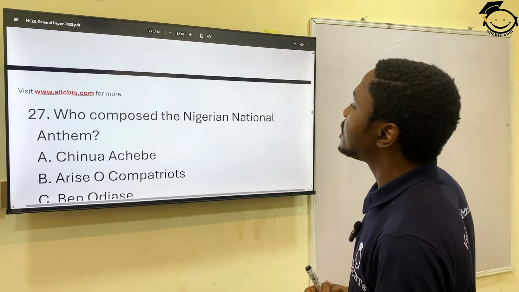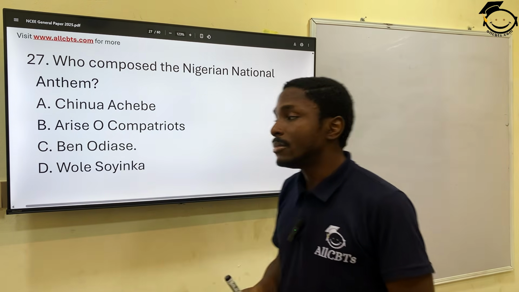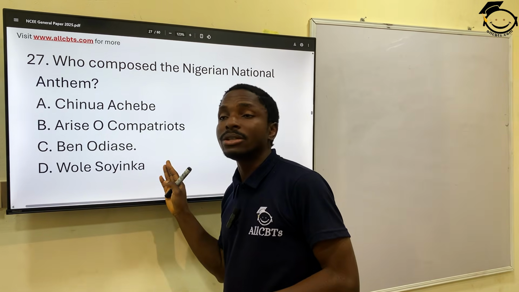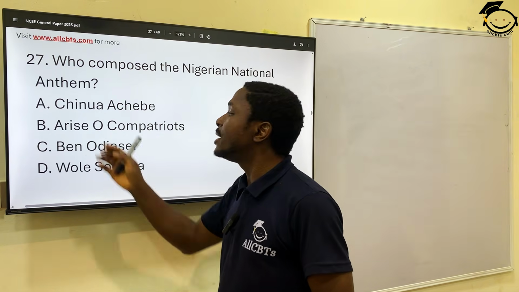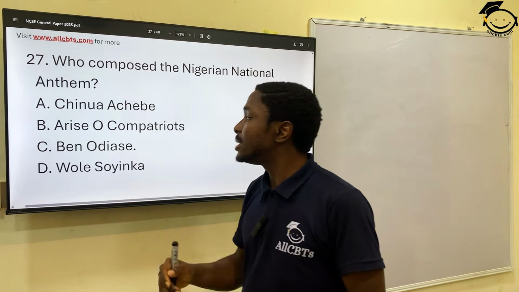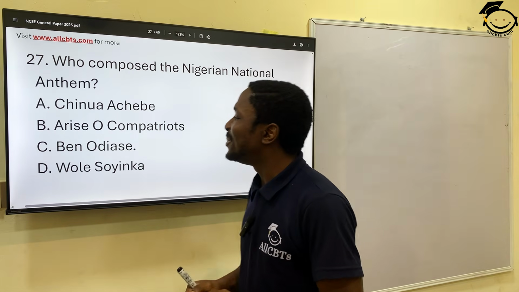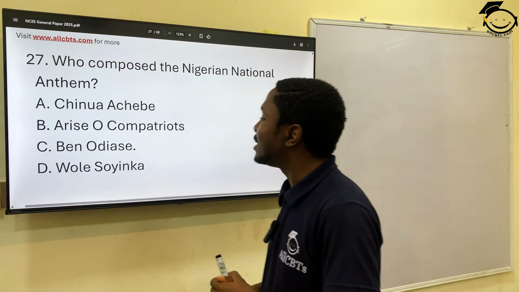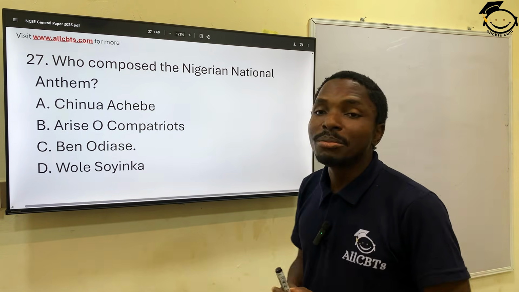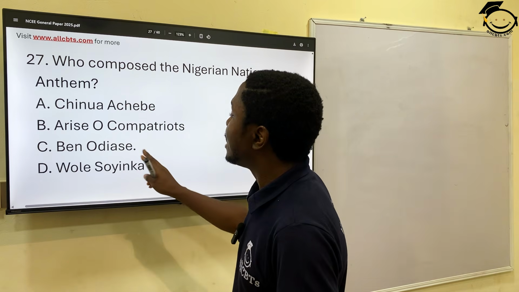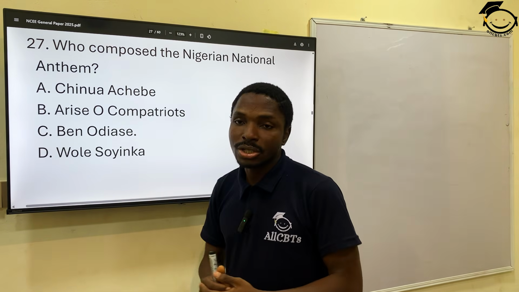Then we have 27. Who composed the Nigerian national anthem? This one, a lot of people might not know this. Who composed the Nigerian national anthem? We have A. Chinua Achebe, popular writer. We have B. No. Then we have C. Ben Odiase. And then D. Wole Soyinka, another popular Nobel laureate. But the correct answer here is what? Ben Odiase. He composed our national anthem.